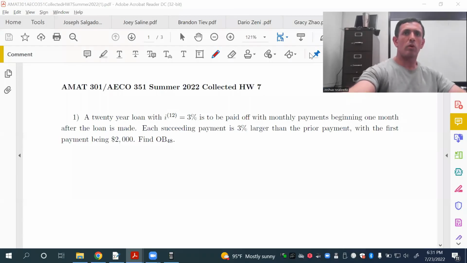Hello, everyone. What I want to do is go over homework 7. The scores were actually quite a bit better than usual, with the median and average being around a solid B, so I was happy about that.